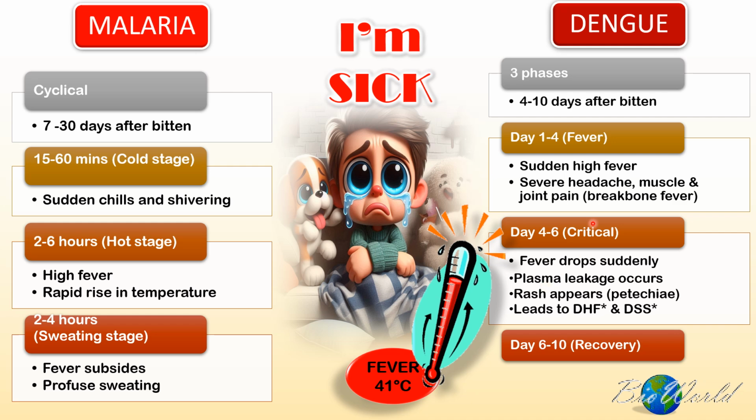But this is actually the most critical stage, because what's going to happen now is that the plasma in the blood capillaries will begin to leak out of the body. So this will cause rashes called petechiae to appear on the skin. And if this is an infection that is happening the second time around, the poor patient can suffer from what is known as dengue hemorrhagic fever, DHF, or dengue shock syndrome, DSS. This, of course, if not treated or addressed in the early stage, can lead to death.